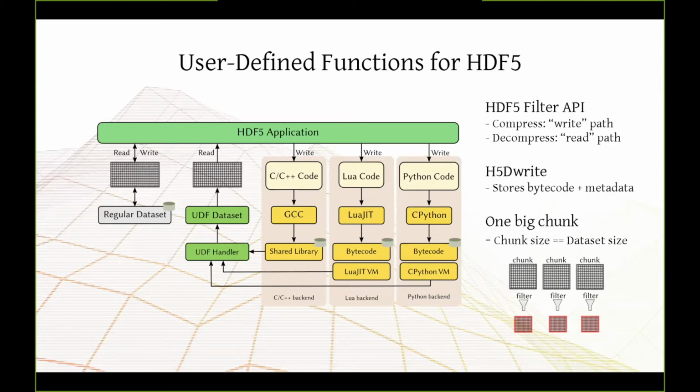When we call H5Dwrite, we actually store not only the data, but also the metadata regarding that data set. I'll show you some examples next. And also, because we have to use the filter API, we are just using a big chunk. So we create a big chunk, which is as big as the size of the data set. And that's how we trigger the filter to run.